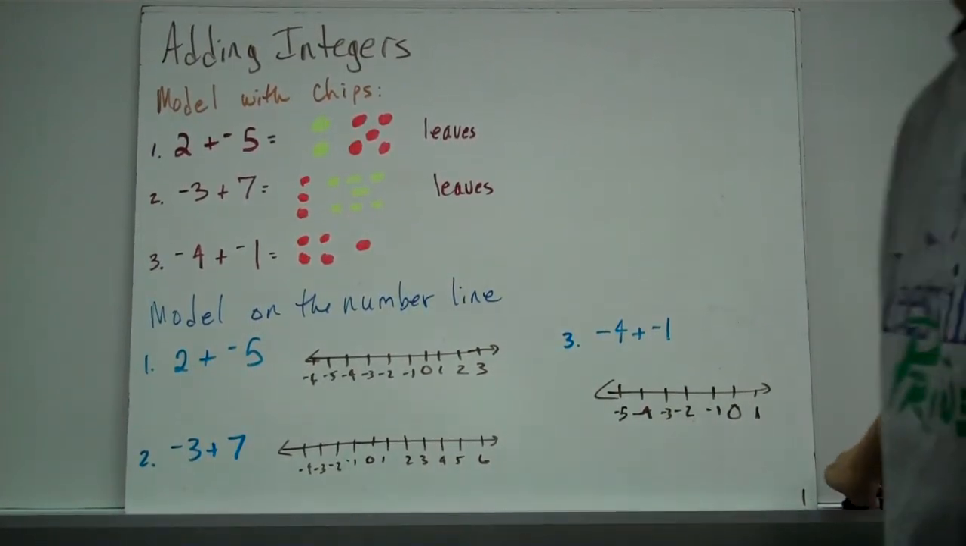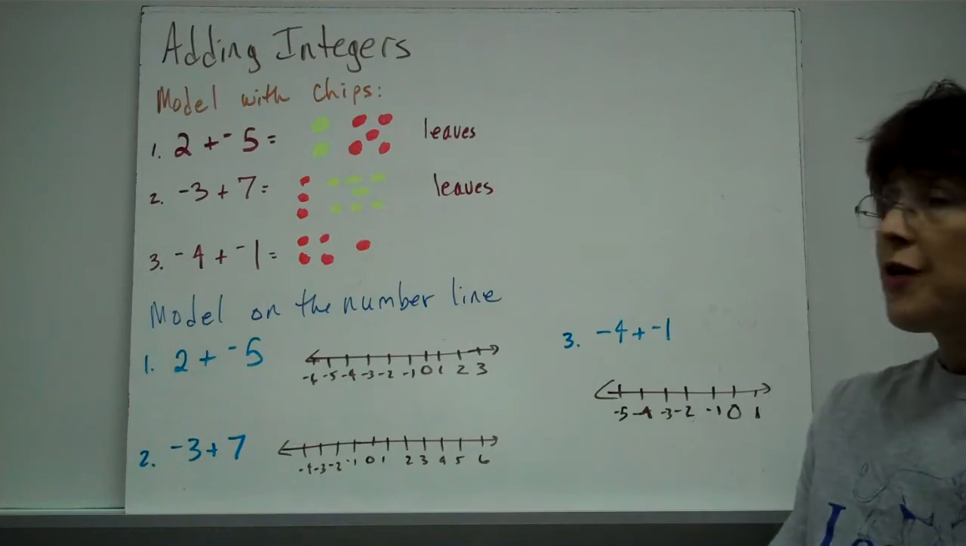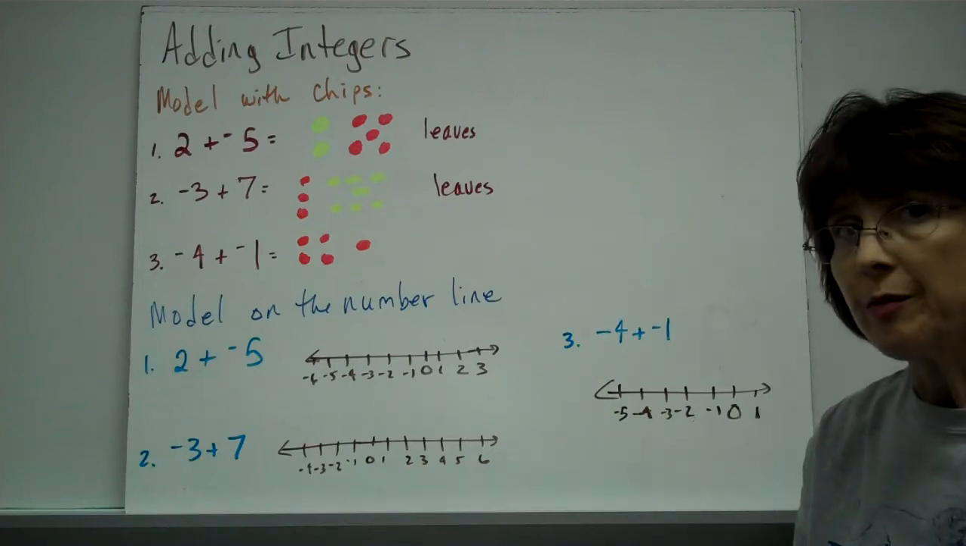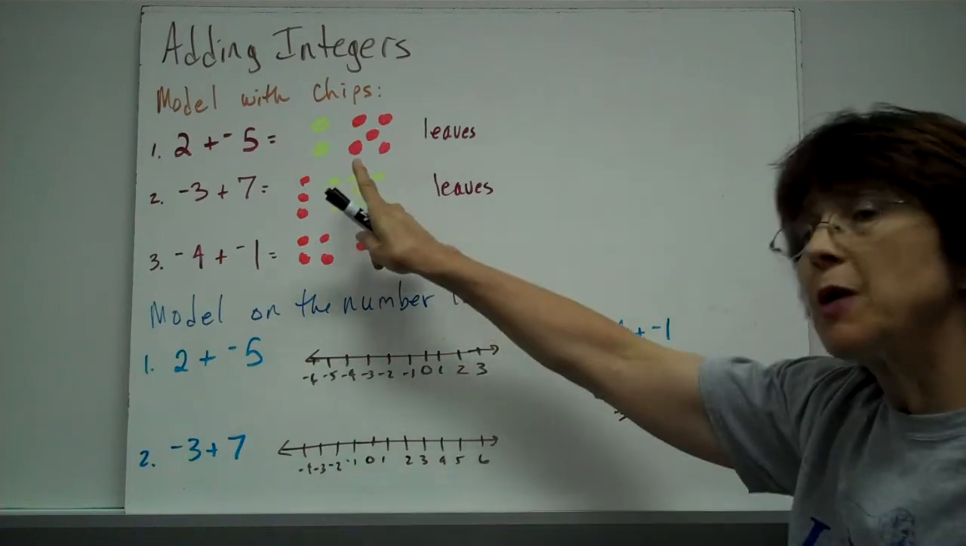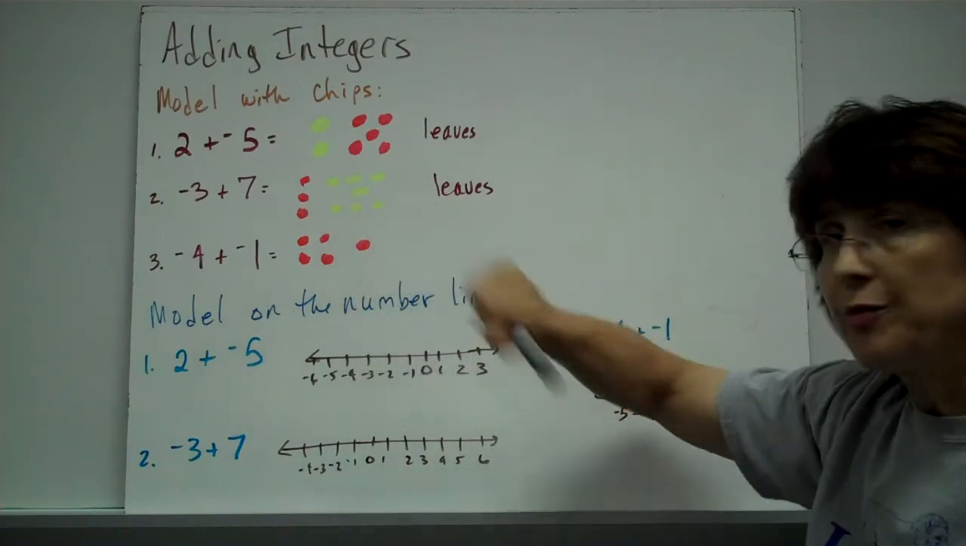All right, we're going to now do adding integers. We're just going to model it first and go through some of the processes with that. Okay, so we're going to remember now the yellow chips are positives and the red chips are negatives.